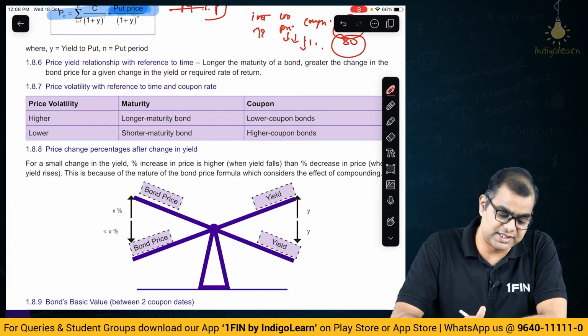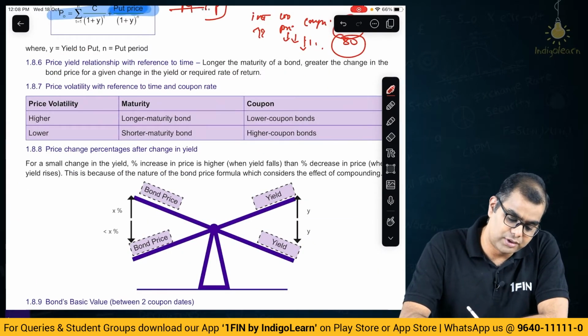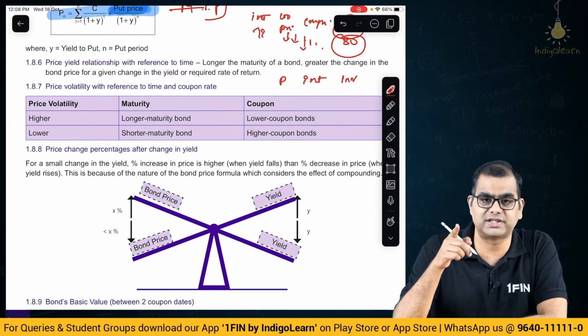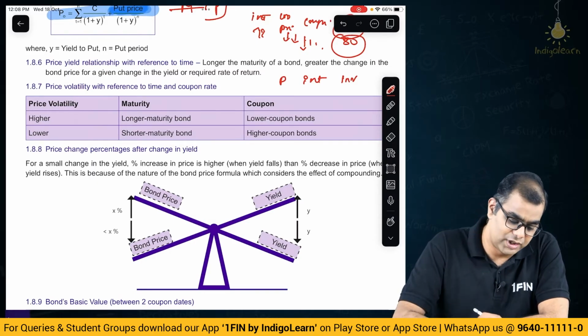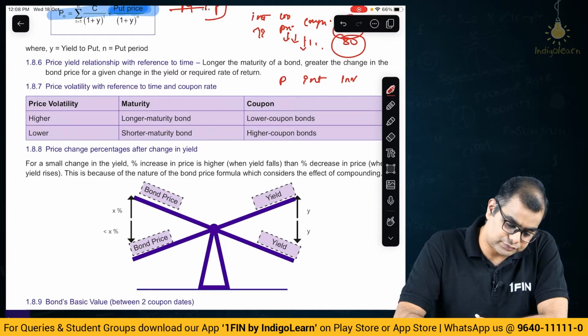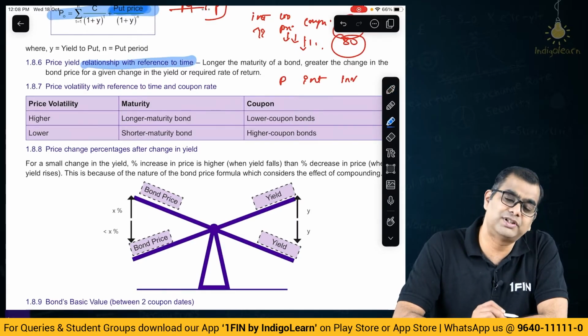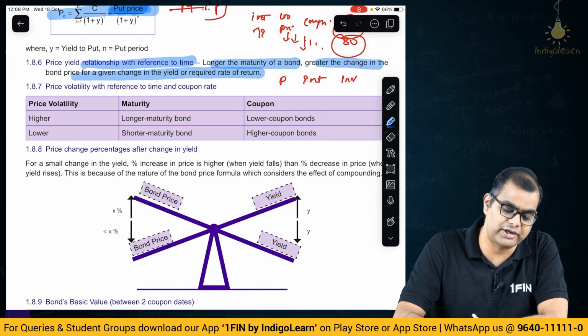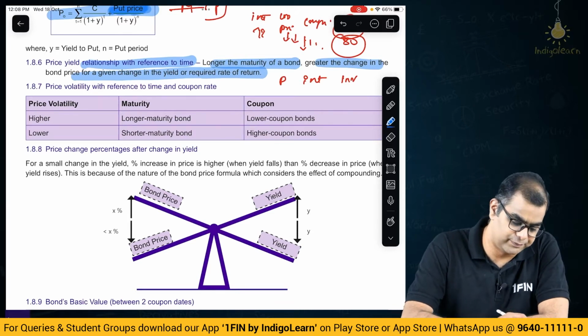Now, we have understood the previous aspect which we discussed, which is price and interest rate. So, the relationship is inverse. That is, if interest rates increase, price decreases. If interest rates decrease, price increases. However, please note one more thing. What is the relationship with respect to time? The longer the maturity of the bond, the greater the change in bond price for a given change in yield or required rate of return. What are they talking about here?